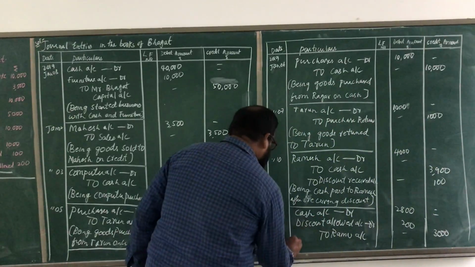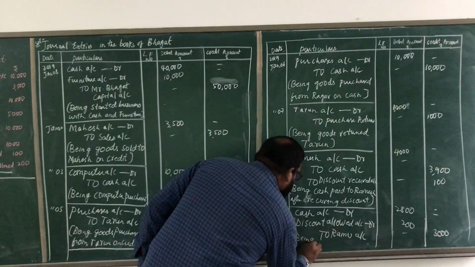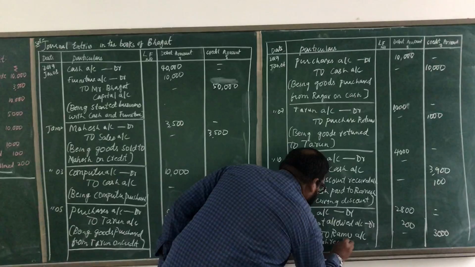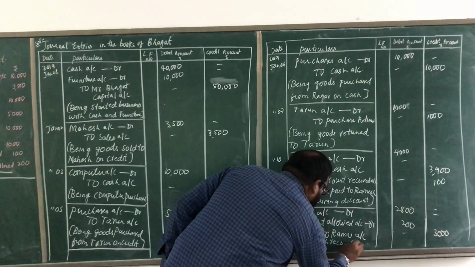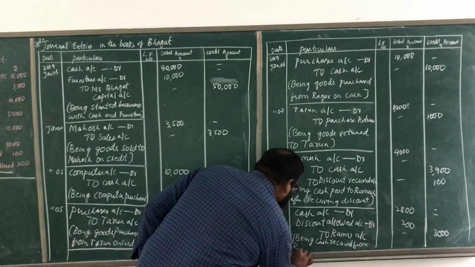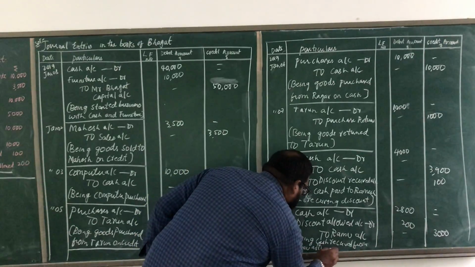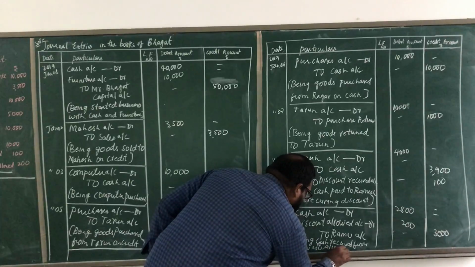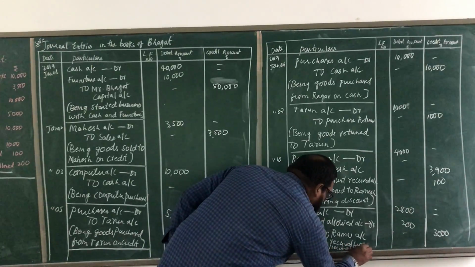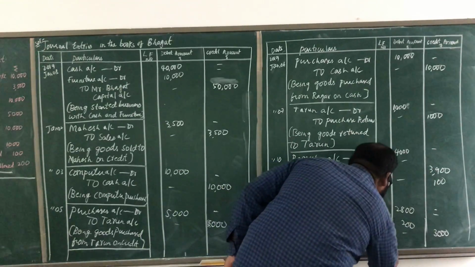Now the explanation we have to write here, narration: being cash received from Ramu after allowing him discount. With this our transaction is completed.